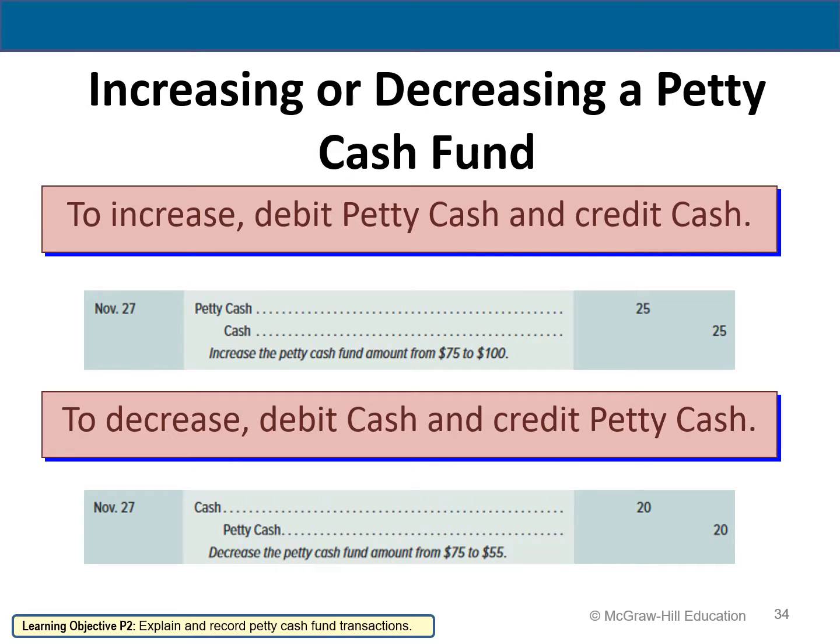All right, so if the decision is made to increase petty cash, we just debit petty cash, credit cash. If we're going to decrease petty cash, you do the opposite, right?